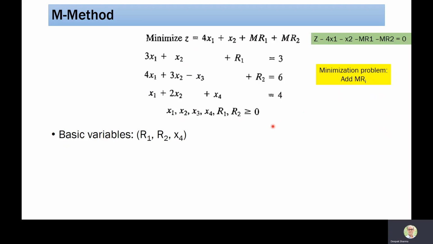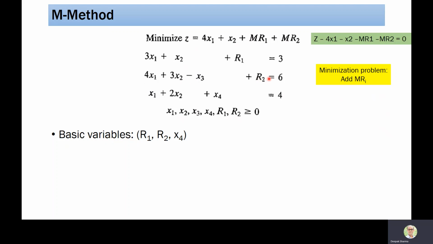Now the question is how we can choose the basic variable, because we have to start. As we remember, let me take equation number 1. The additional variable is r1. So I will be taking r1 as my basic variable.